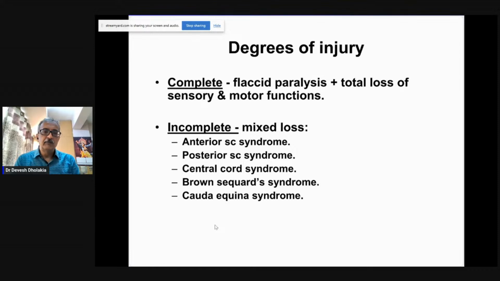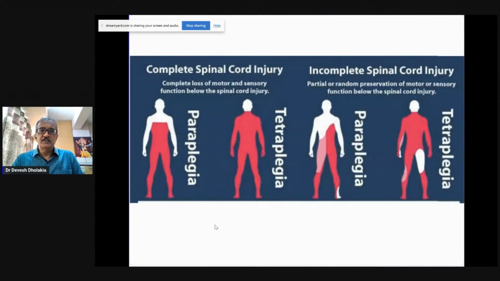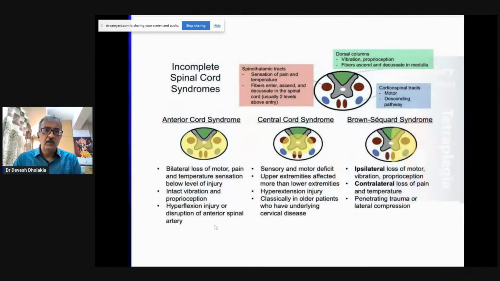So complete injuries have flaccid paralysis with total loss of sensory and motor function, and incomplete will be a mixed loss depending on the type of spinal cord injury. We'll come to that. So that's complete and incomplete. Incomplete: anterior cord syndrome, where motor function and pain and temperature are lost because of damage to the anterior part of the spinal cord.